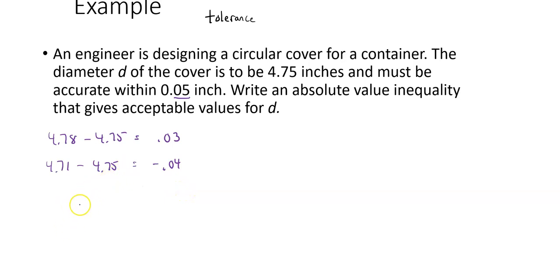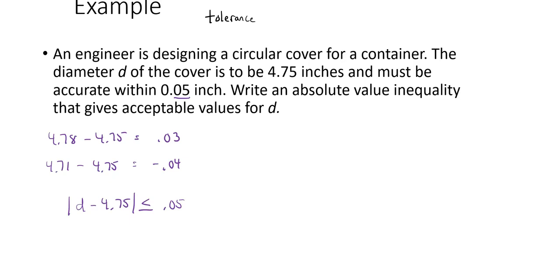So really what I'm looking for is the difference between the diameter of the cover and 4.75, but I'm looking for the absolute value. So I'm not looking to see whether it's above or below. I'm simply looking to see how far away it is. I want this value to be less than or equal to 0.05. Right? If that's true, then my garbage can lid will fit.